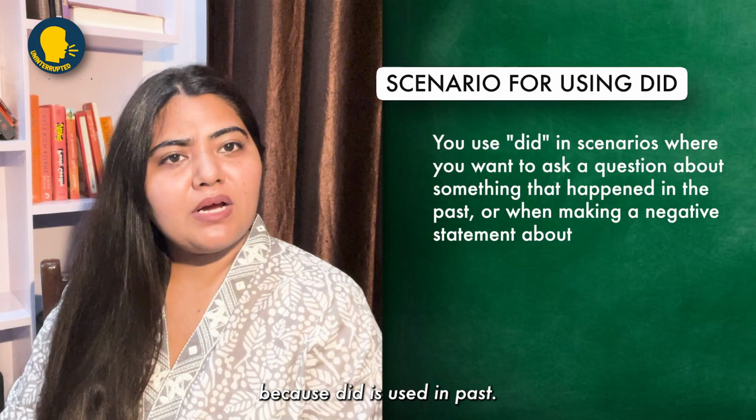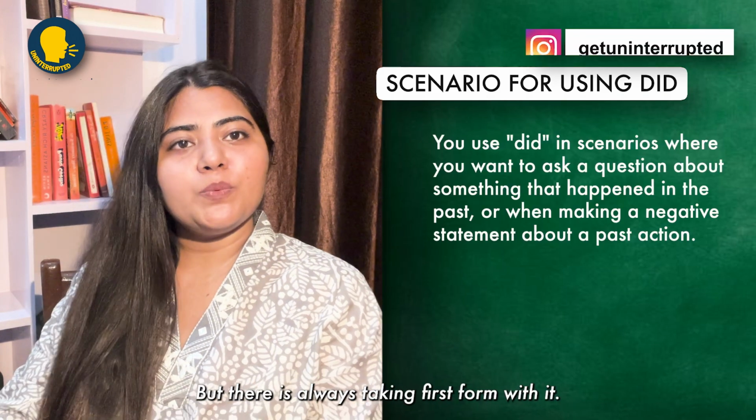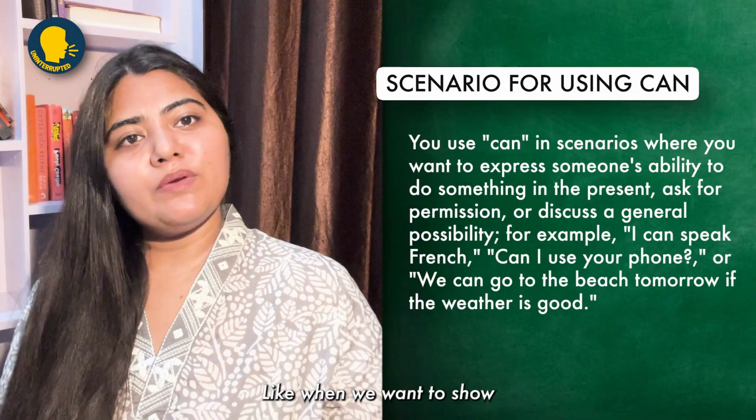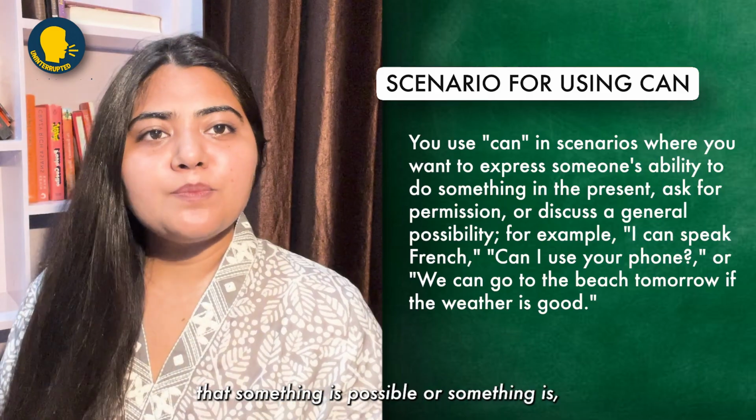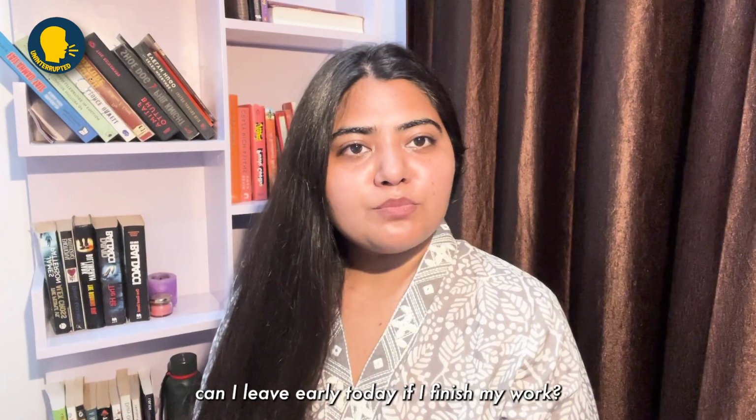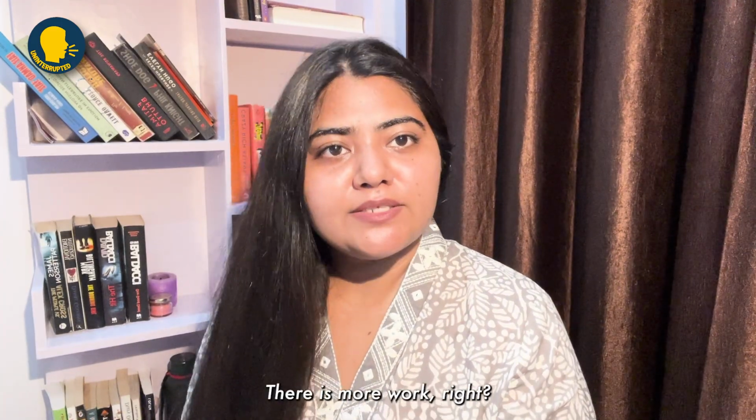Did is used in past. Did is the second form of do, but did is always taking first form with it. Can shows possibility or ability of something, right? Like when we want to show that something is possible, like if I'm asking permission from you that, can I leave early today if I finish my work? And you want to say no, then you will say, you cannot leave early, there is more work.